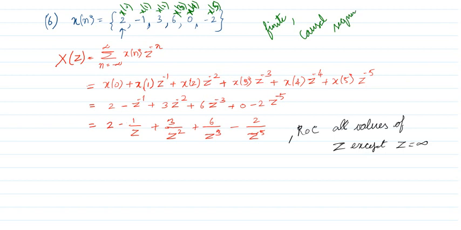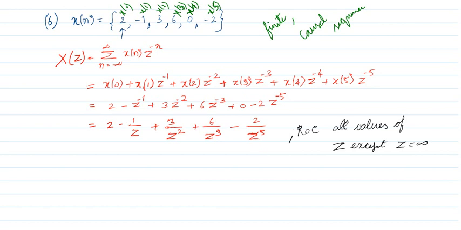For a finite causal sequence, we know the Z transform is an infinite series, but here x of n is existing only for what values? N should be 0 to 5. So I am changing the limit to 0 to 5 and substituting x of n. In place of n I am putting 0. So z power 0 is 1, x of 1 z power minus 1, x of 2 z power minus 2, then plus x of 3 z power minus 3, x of 4 z power minus 4, x of 5 z power minus 5. Now substitute the values of x0, x1, x2, x3, x4, x5 in this expression. Z power minus 1 I can write 1 by z, z power minus 2 is 1 by z square, z power minus 3 is 1 by z cube, z power minus 5 is 1 by z power 5.